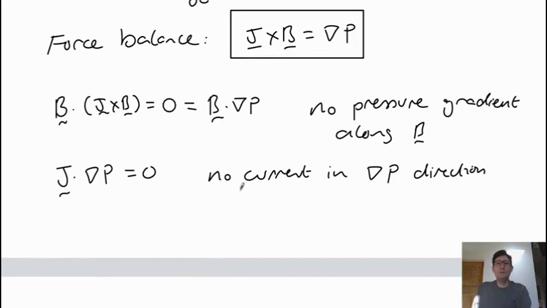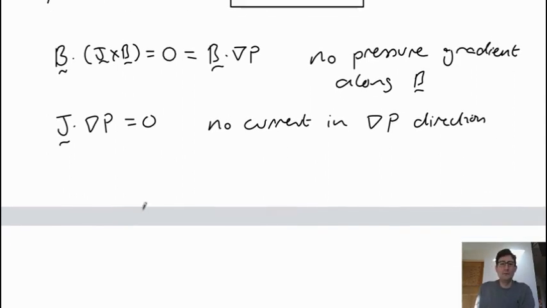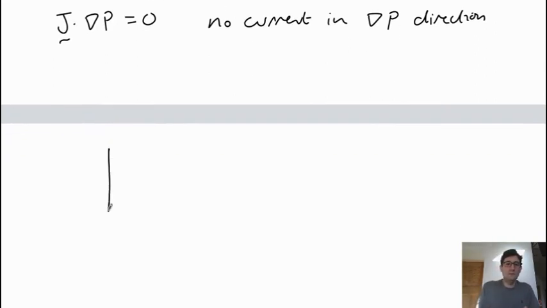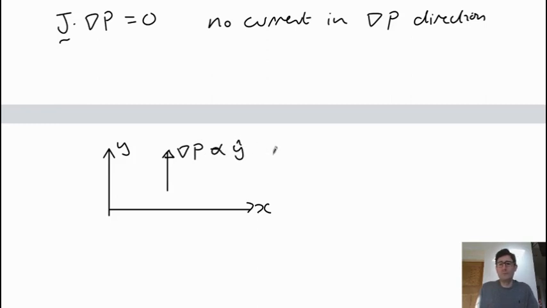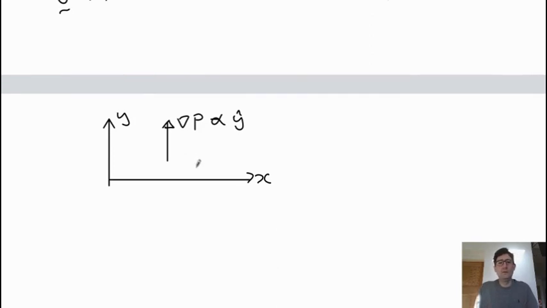Okay, so we'll start by looking at a simple geometry, just a slab. Here's a 2D solution, so we have a y direction here, and an x direction like this. We imagine we have a pressure gradient which is just up, so grad p is that way. So grad p is basically proportional to y. Then we have a magnetic field in the x direction, so B is just Bx in the x. I'll use hats for the unit vector in the x direction.